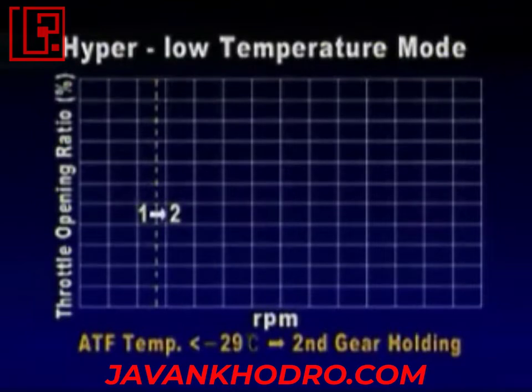If the automatic transaxle fluid temperature is lower than minus 29 degrees centigrade, viscosity and performance of the automatic transaxle fluid goes down. The hyper-low temperature mode performs a second gear hold function.